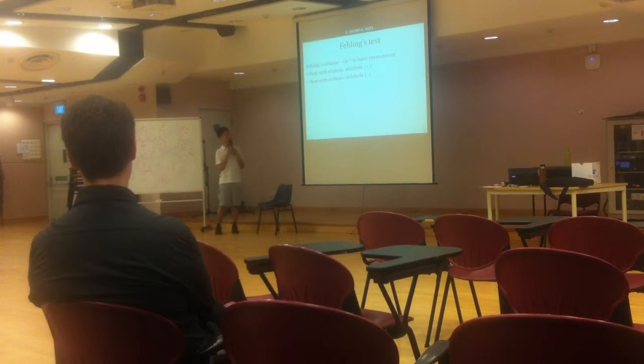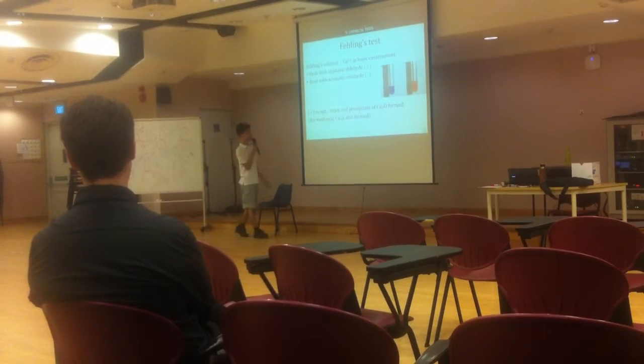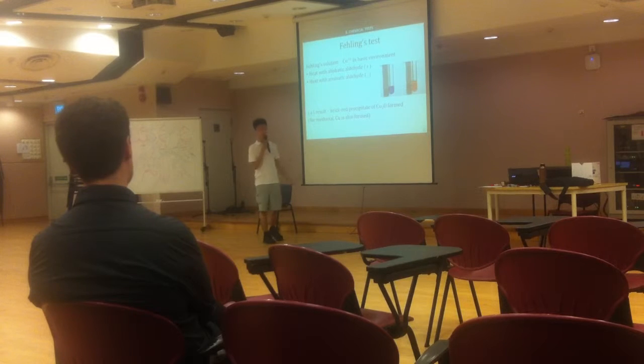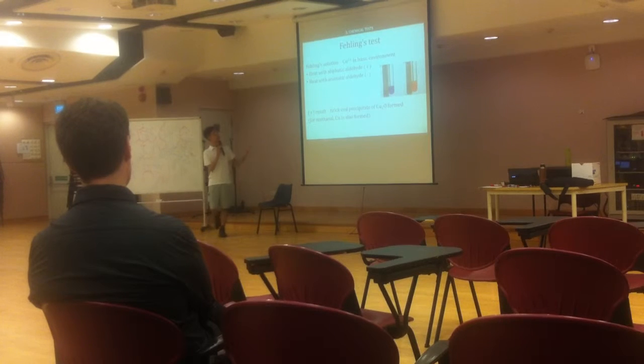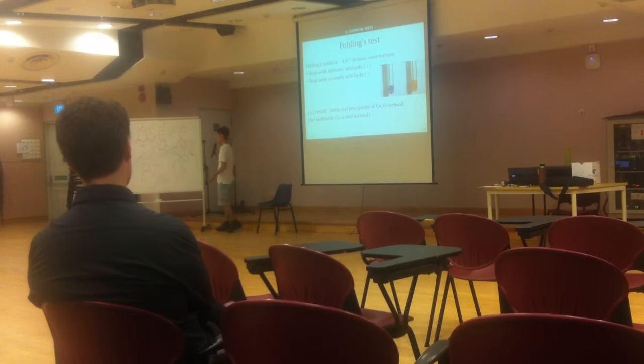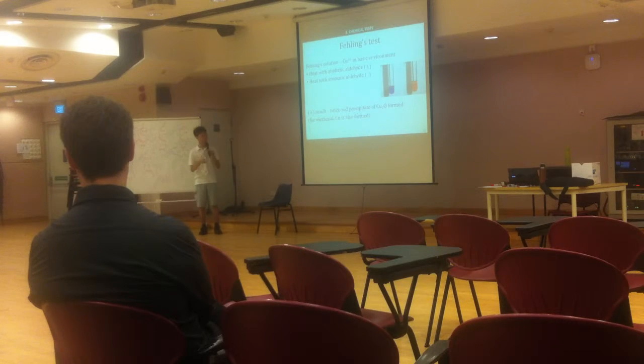The positive result is a brick-red precipitate of copper 1 oxide, formed because your copper 2 plus is being reduced to copper 1. When the copper 2 plus is reduced to copper 1 oxide, at the same time the aldehyde is oxidized to form a carboxylic acid or carboxylate. And methanol can actually reduce copper even further to form copper metal.